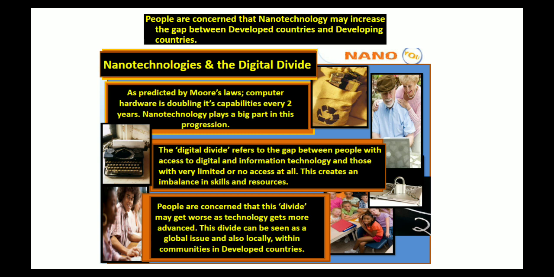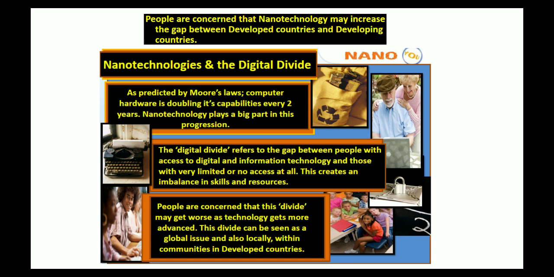So as far as nanotechnology is concerned, we have to keep some important things in our mind. People are concerned that nanotechnology may increase the gap between developed countries and developing countries. So there are some issues related to nano. There are some advantages also, and there are some disadvantages also, that we are trying to understand here very quickly.